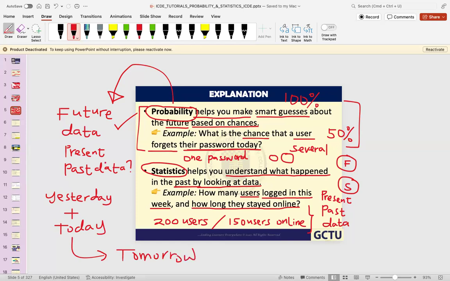So sometimes we need the present data, we need the past data, we need their combination to help us to plan for the future data. Some books call the present and the past data as historical data. So we need historical data to be able to forecast future data.